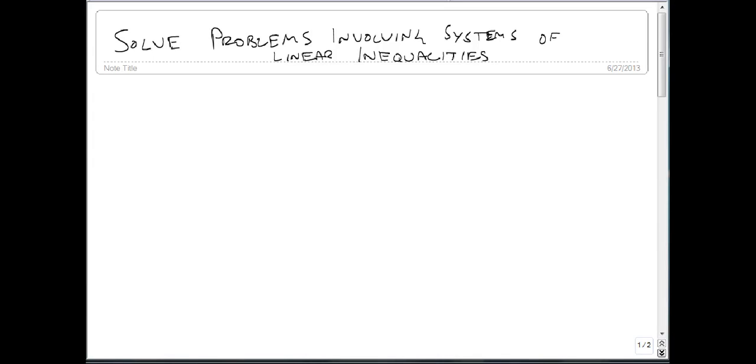We are now going to solve problems involving systems of linear inequalities. The easiest way to do this is to just get right to the problem.